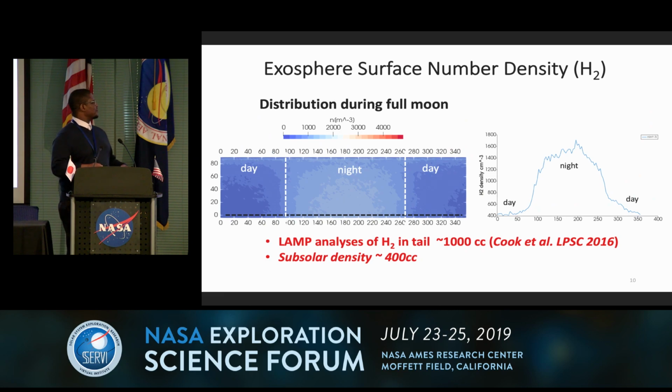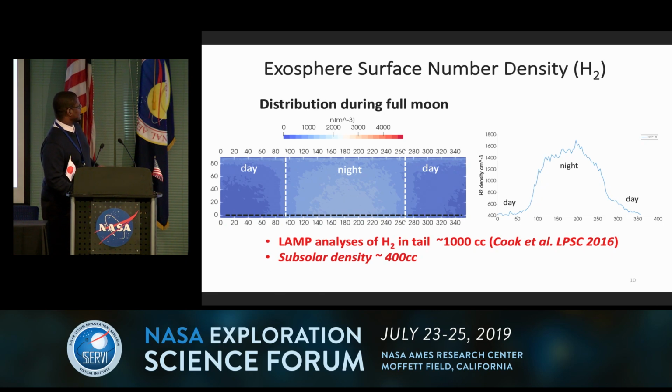All right, so moving on. What about the exosphere? Looking at the molecular hydrogen that's diffusing out into the exosphere, this is showing the distribution during full moon from day to night. If you take a profile about the equator, you get this line shown here. This is the surface concentration ranging from about 400 cc at noon, and then on the night side, because it's accumulating due to the lower temperatures, you get about 1600 cc.